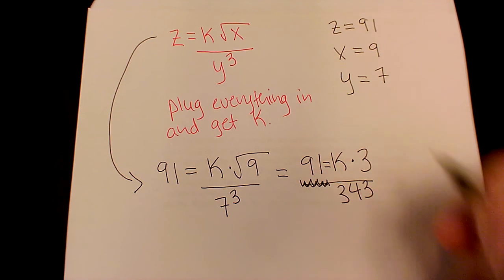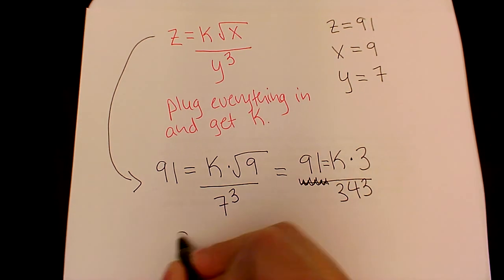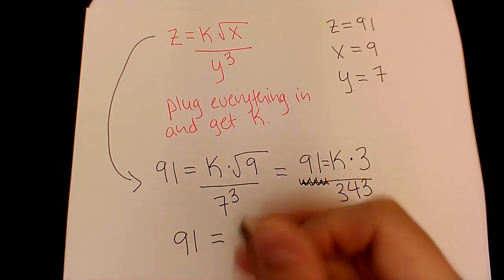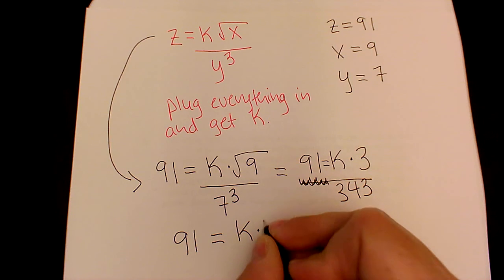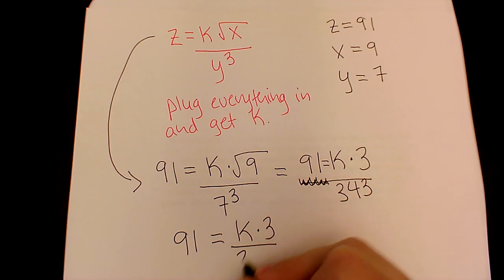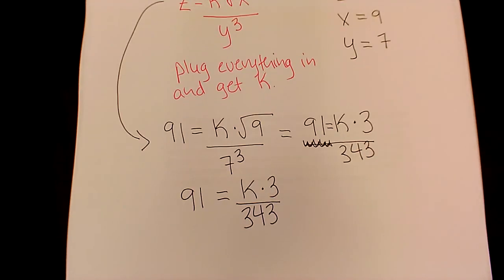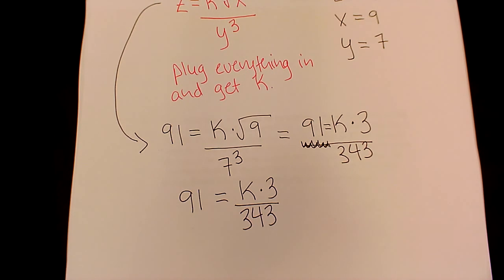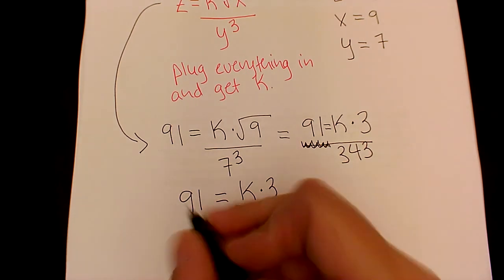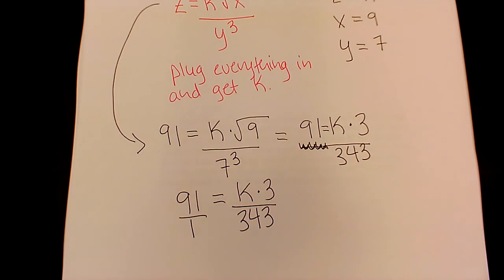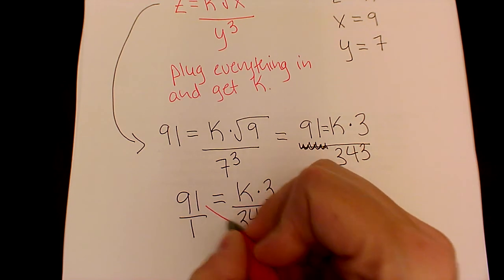So this shouldn't be here. This is my mistake. Let me rewrite that. 91 equals k times 3 over 343. Okay, I'm going to solve that. I'm going to put a 1 under the 91. And again, I'm going to cross multiply.